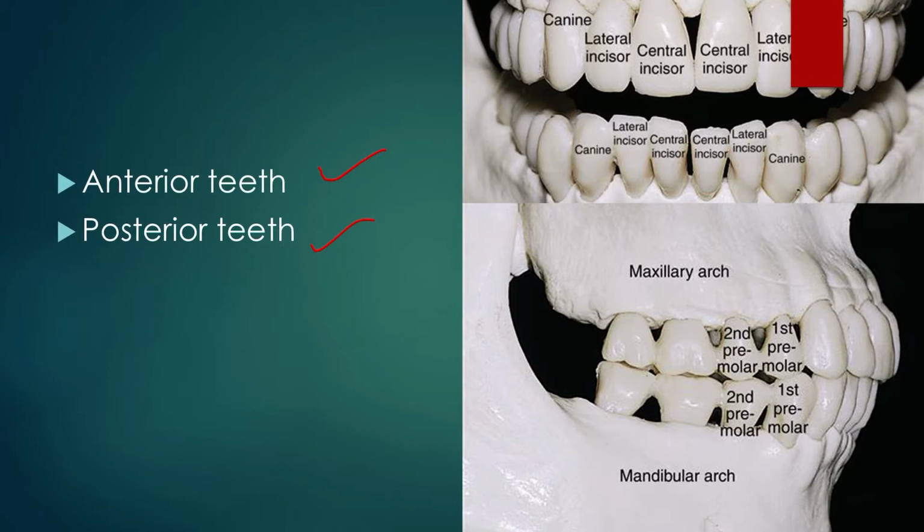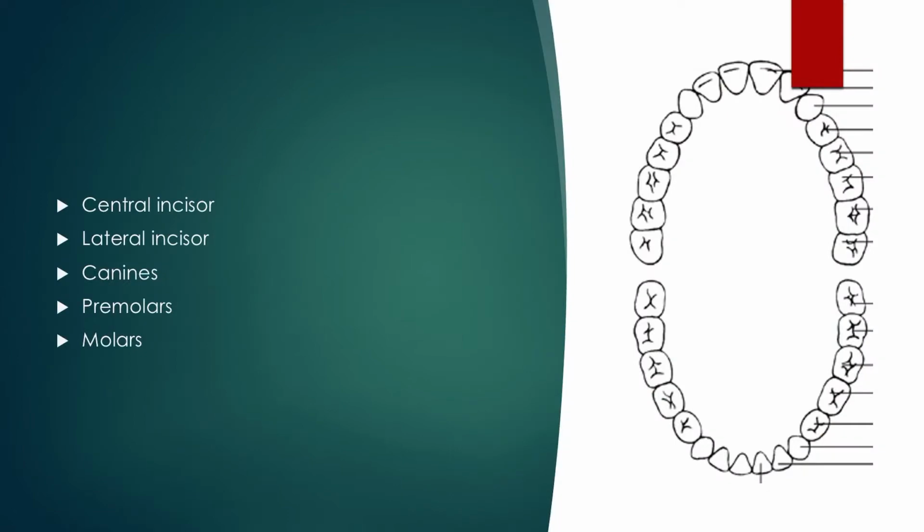Now what are the names of each tooth that you see in maxillary and mandibular arch? There are two front teeth which are termed as central incisors. Next to the central incisor is the lateral incisor, then the canine, two premolars and the set of three big teeth termed as molars. Same is for the mandibular arch: central incisors, lateral incisors, canines, premolars and molars.